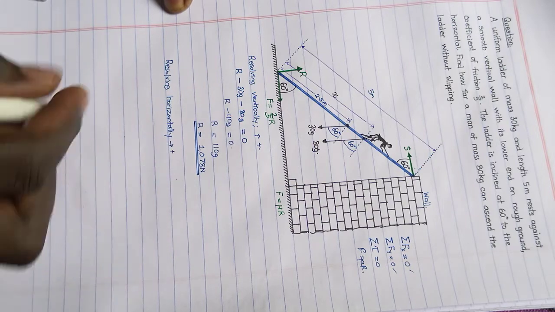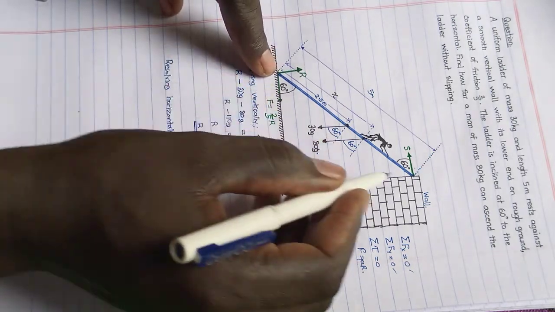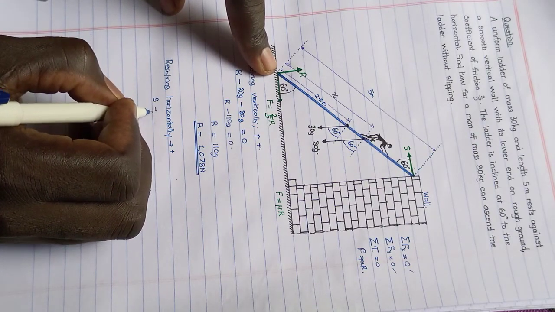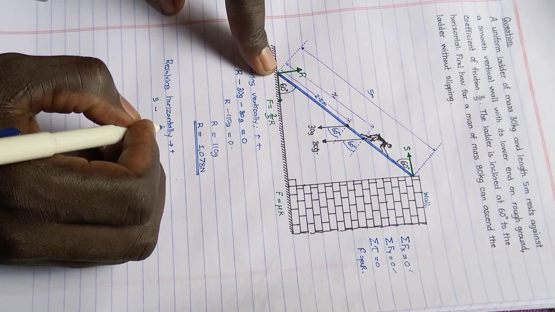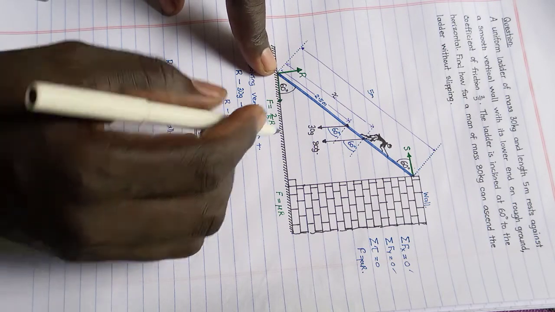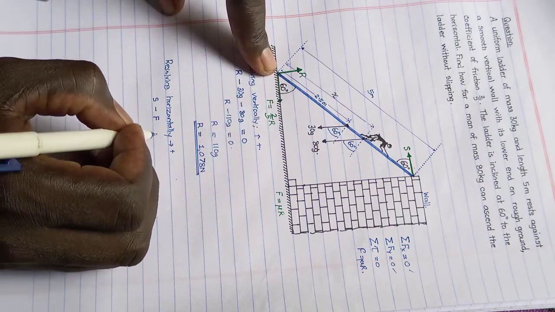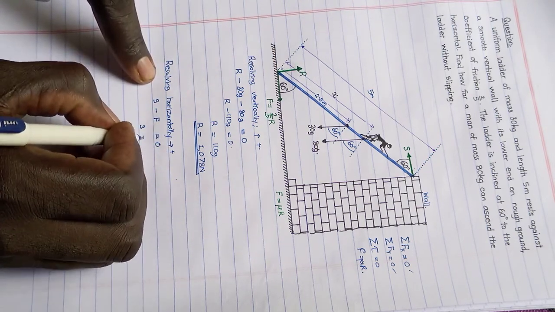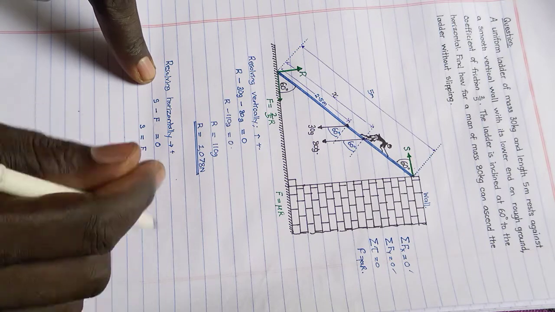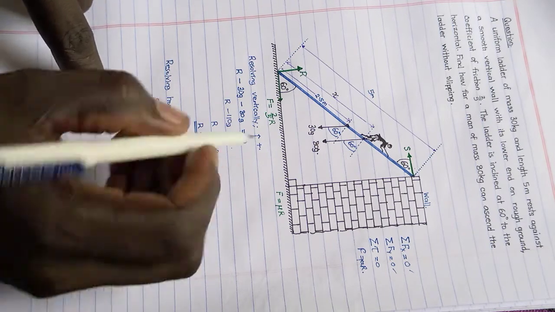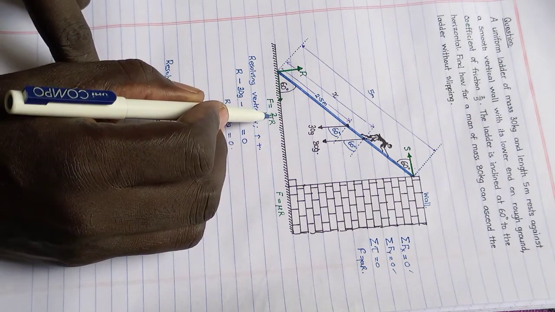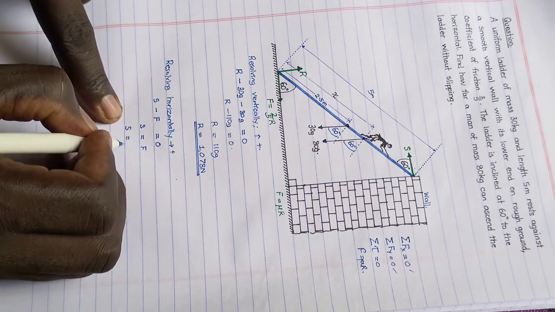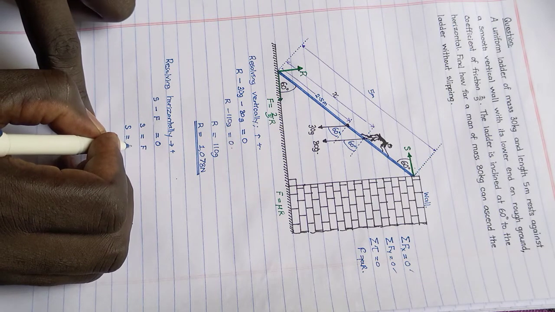Taking that direction as positive, the horizontal components of these forces are the only ones. We have S as the normal reaction from the wall and F as the frictional force from the ground. This must also give us 0, so that implies that F equals S. But the frictional force has been given with a coefficient of friction of 2/5.